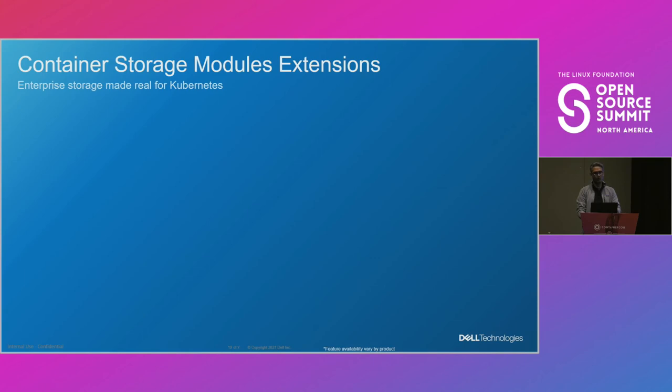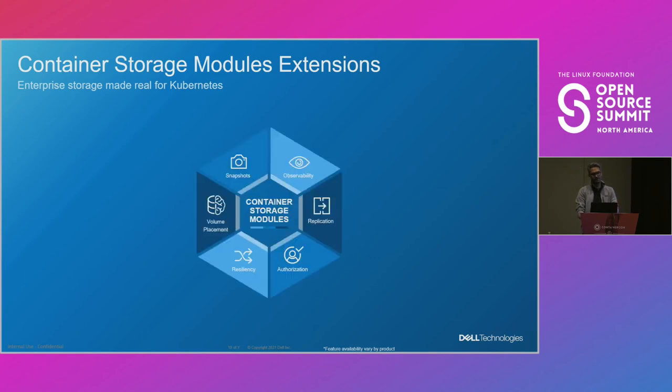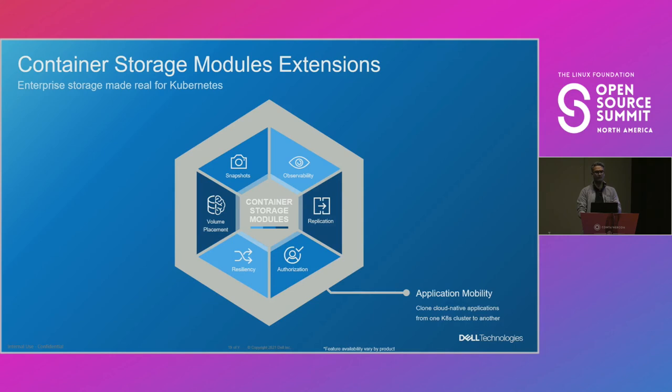So now that we've talked about what's available today, we also wanted to talk about what we have coming out in the future. So we talked about monitoring through observability, DR through replication, quota management and RBAC through authorization, hardware failure detection and recovery through resiliency, volume placement through intelligent volume placement, crash consistent snapshots through volume group snapshots, what next? We talked about application mobility or portability and deployment as a key challenge. And we're solving that through the application mobility module. I'll just dive into a few more details about that module.